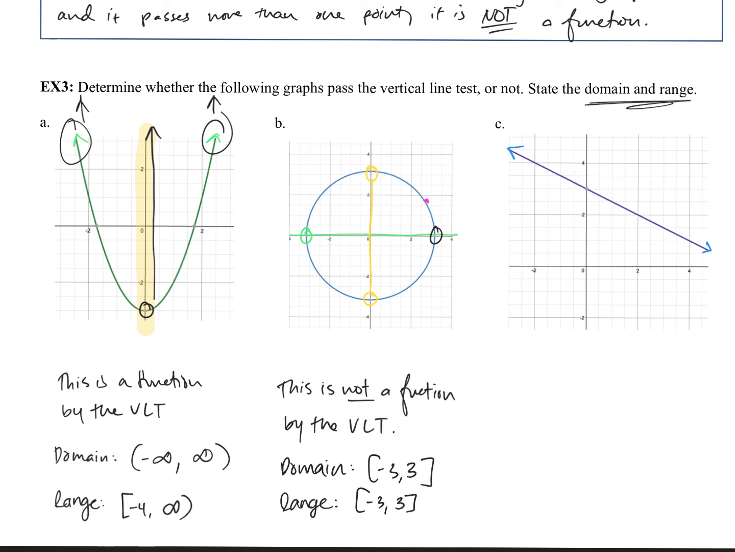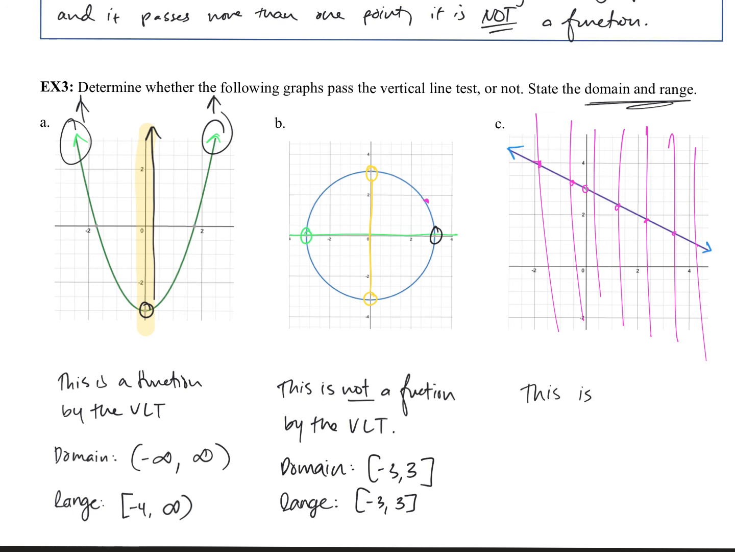All right, last one. Is this a function? Well, it's a line. Okay, let's see. If I drop a vertical line, sorry, these aren't perfect vertical lines, but notice they only hit in one place. So we're good. This is a function, by the VLT.